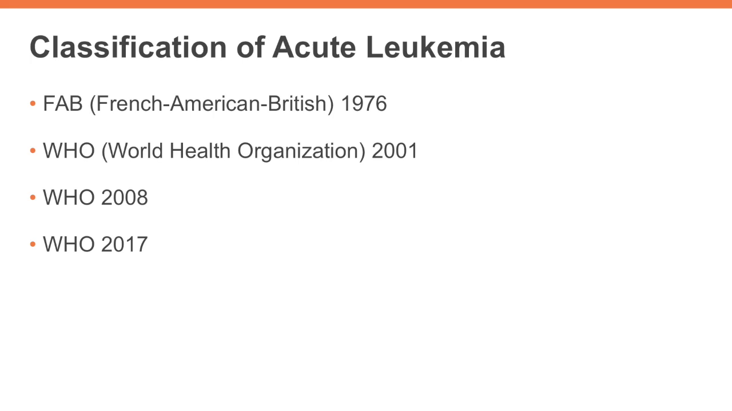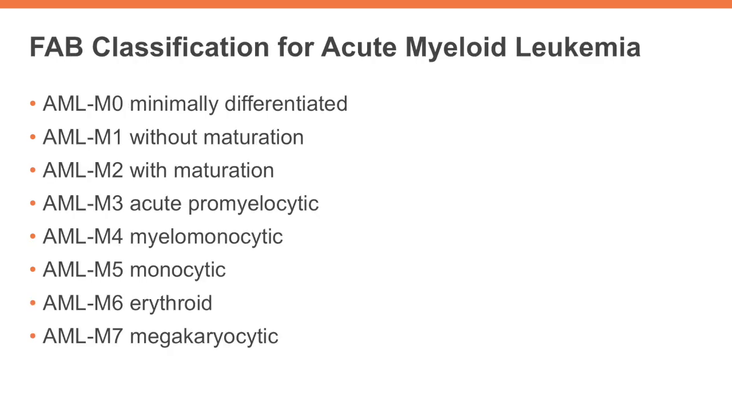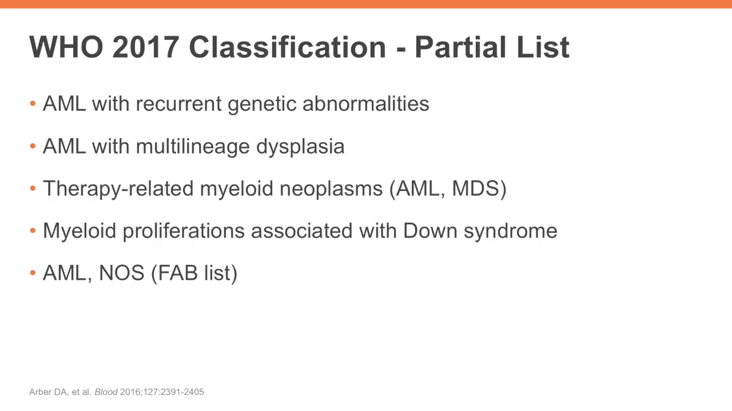In 2001, the World Health Organization came out with a classification that started to take into account cytogenetics as well as molecular features of acute leukemia. This was further refined in 2008 and then in 2017. The FAB classification focused on AML M0 to M7 based on morphology and cytochemistry. In 2017, we have now focused on these broad categories, and there are multiple subtypes of AML within each category.